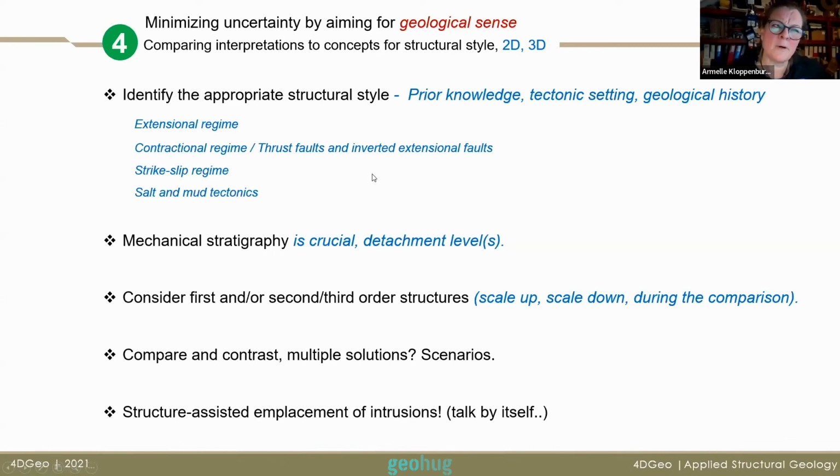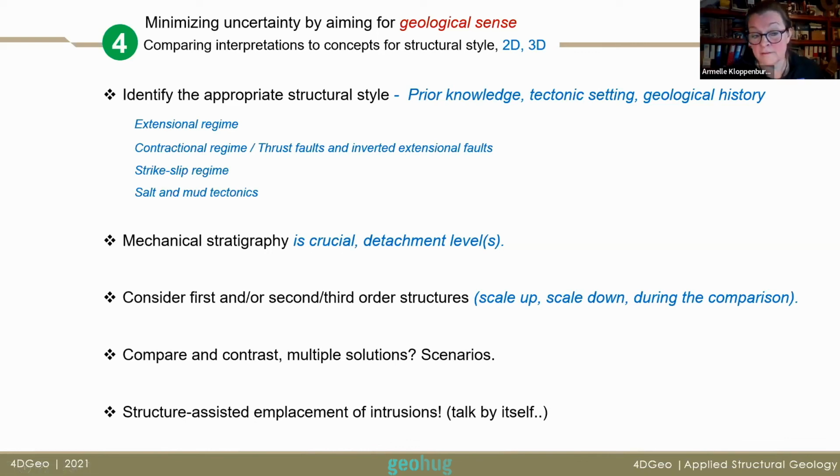So this will give you a ballpark, if you like, a start for the interpretation and for the structural style. And it will give you potential alternatives to test. Significant in this, as I said, is the mechanical stratigraphy. It's crucial for your structural interpretation.